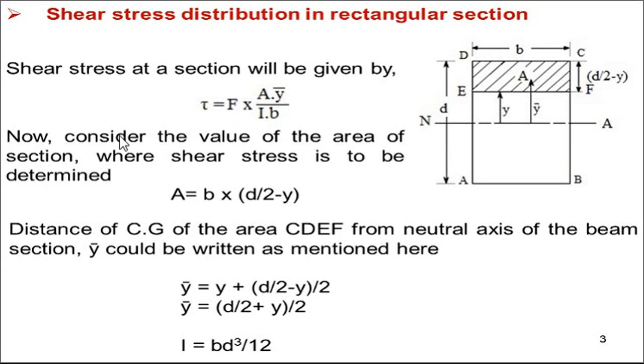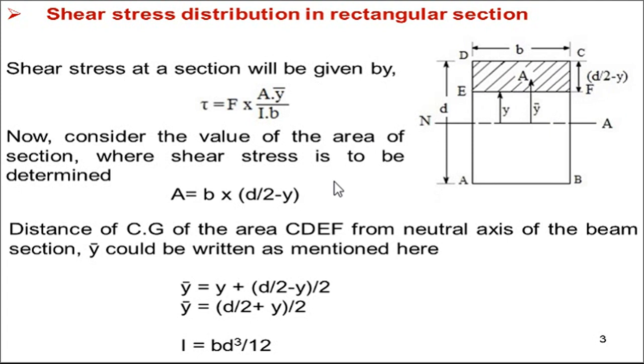Now consider the value of the area of the section where the shear stress is to be determined. So we know that this is the shaded area, in which we have to determine the shear stress. So what is the area of this shaded portion? The breadth is B. What is the depth? It is D by 2 minus y. So from the geometry you can easily determine the values. Breadth is B and depth is D by 2 minus y.